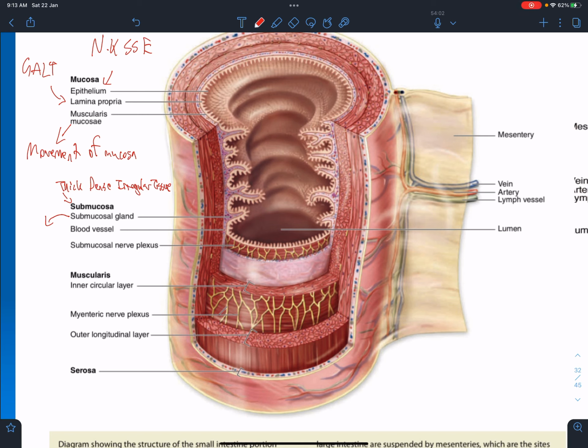But in the submucosa, the gland that they have is called the esophageal gland. They also have another gland, but we're not going to look into it. They're called cardiac glands, but we're going to focus on the esophageal gland. The esophageal glands, from their name, are mucus-secreting glands.